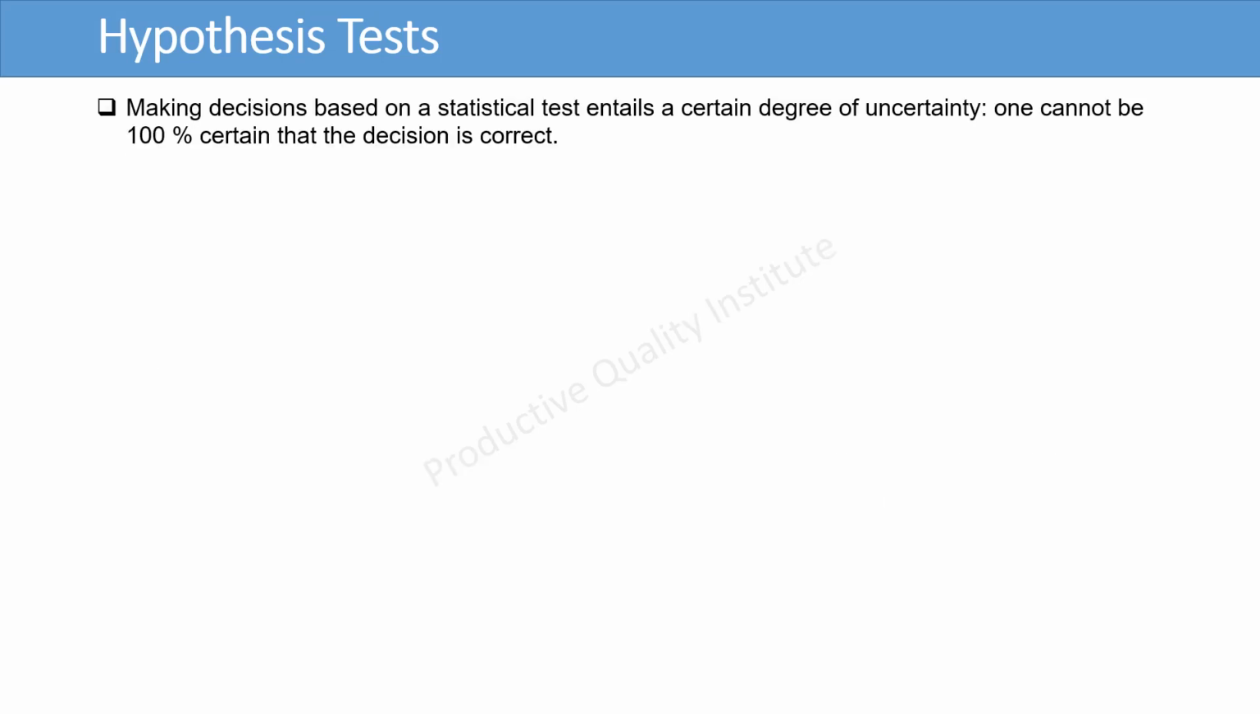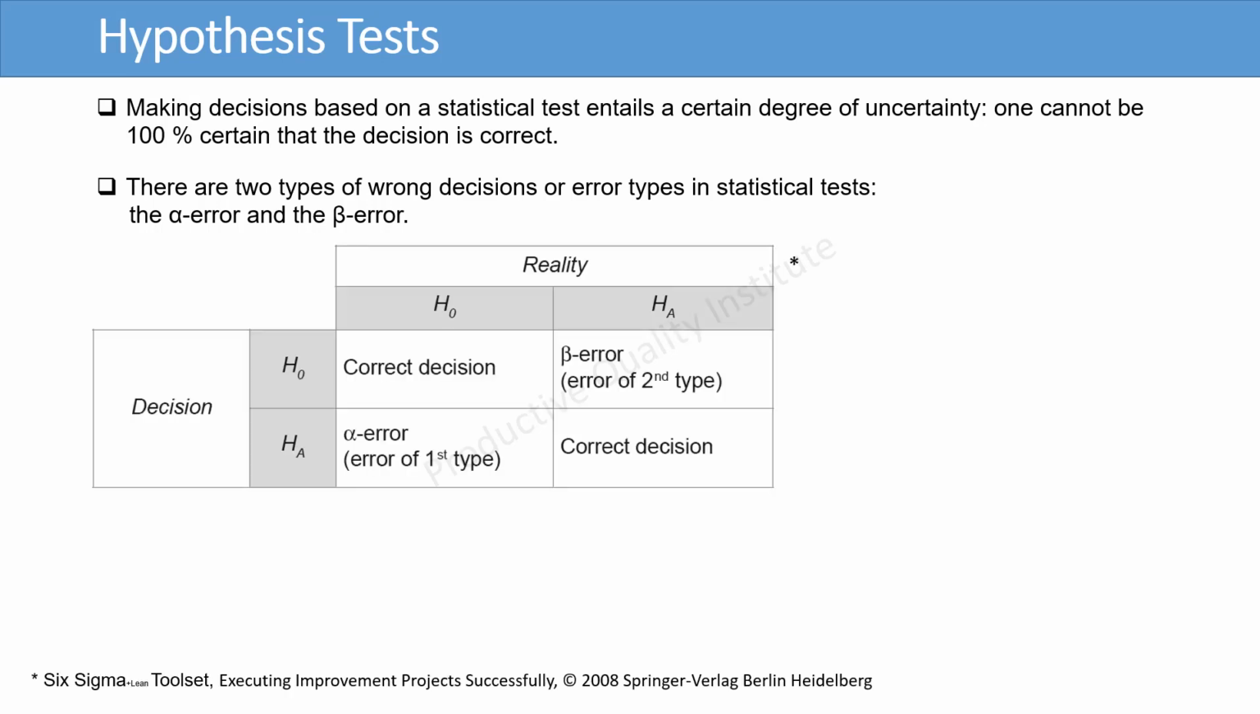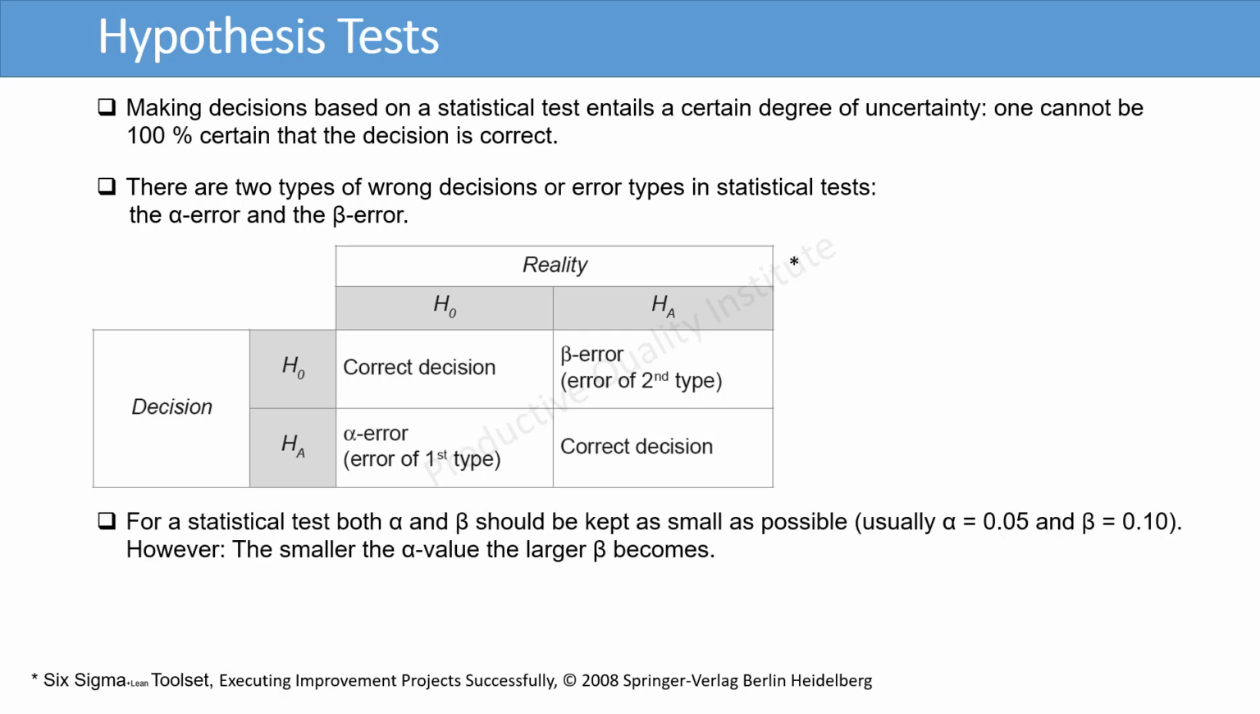Making decisions based on a statistical test entails a certain degree of uncertainty. One cannot be 100% certain that the decision is correct. There are two types of wrong decisions, or error types, in statistical tests: the alpha error, or error of the first type, and the beta error, or error of the second type. For a statistical test, both alpha and beta should be kept as small as possible, usually alpha equal to 0.05 and beta equal to 0.1. However, the smaller the alpha value, the larger beta becomes.